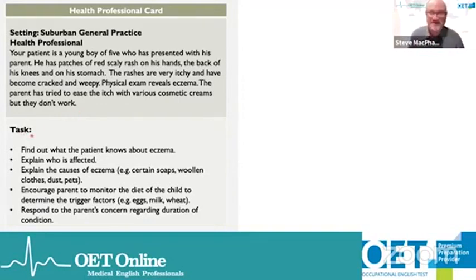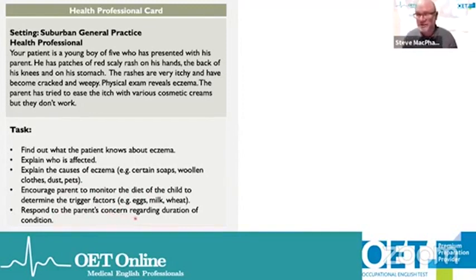And then the task itself says, find out what the patient knows about eczema, explain who is affected, explain the causes of eczema. And we've got here soaps, woolen clothes. So the tasks will provide you with information and you just need to expand on it. Encourage the patient to monitor the diet of the child and respond to the parent's concern.